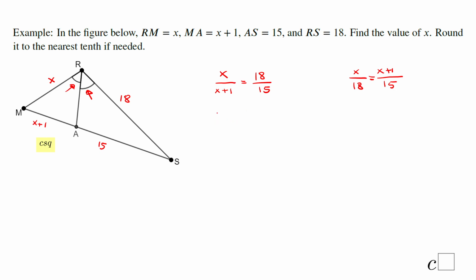And here we have cross multiplication on either of these proportions. So we have 15X equals 18 times X plus 1. Distributive property here. And we have 15X equals 18X plus 18.